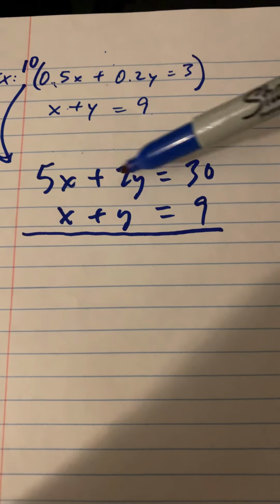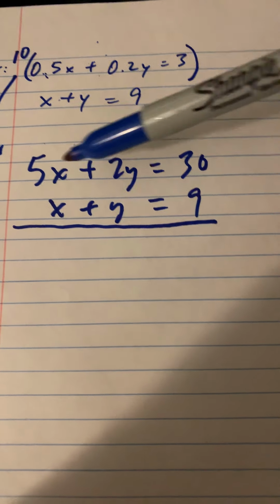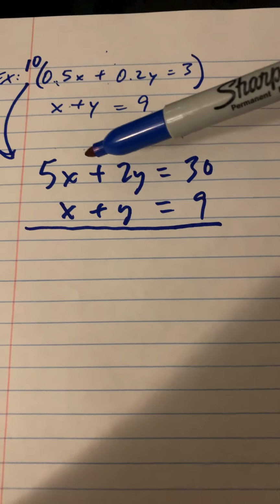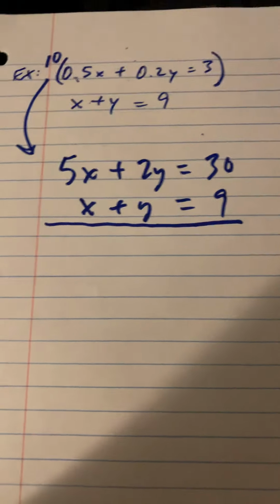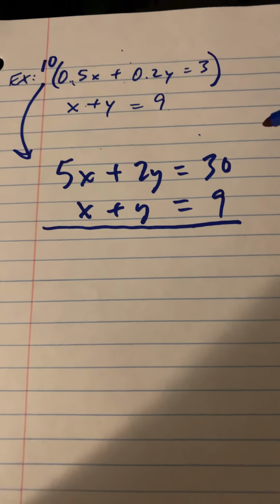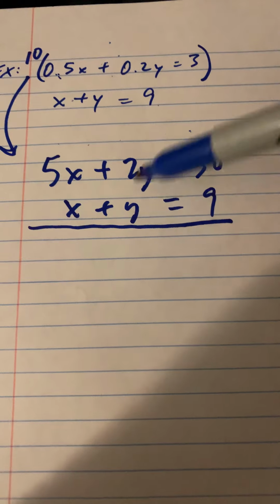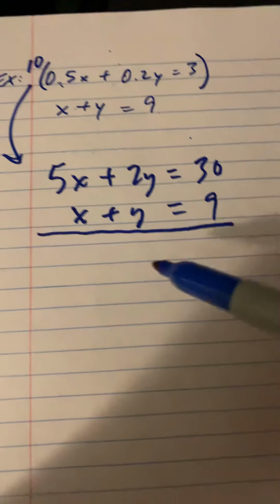Whenever we have two variables, I can't solve. But if I reduce this down to one variable, then I can solve. And if I multiply by -2, then I cancel out my y. So I'm going to do that. I'm going to multiply everything in the bottom by -2.